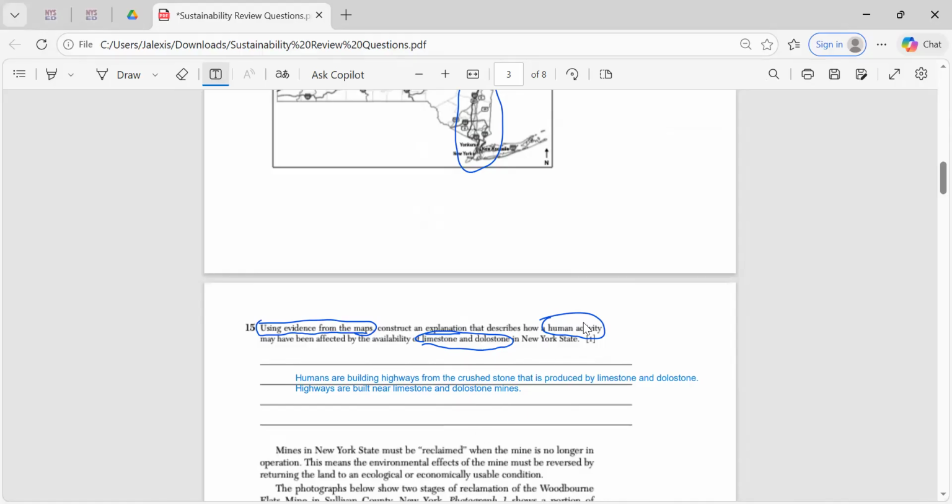So I mentioned the human activity. I mentioned the purpose of limestone and dolostone. My answer includes what is shown in the map, and therefore I'm connecting it together to show how it would have been affected. So if you wanted to include in your answer that no highways are built near limestone and dolostone mines, you could also say that as well.